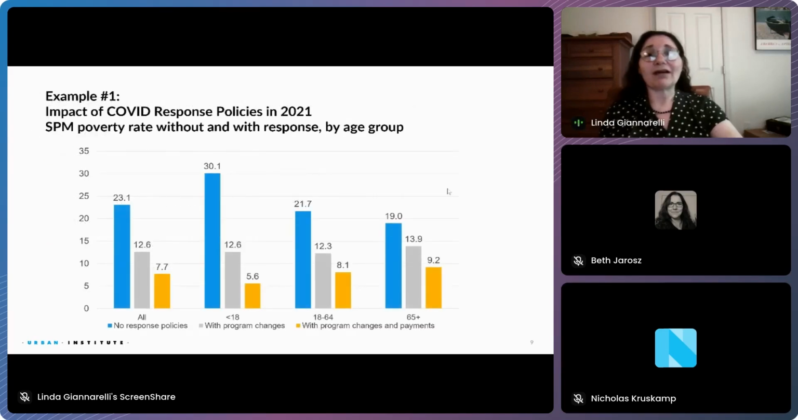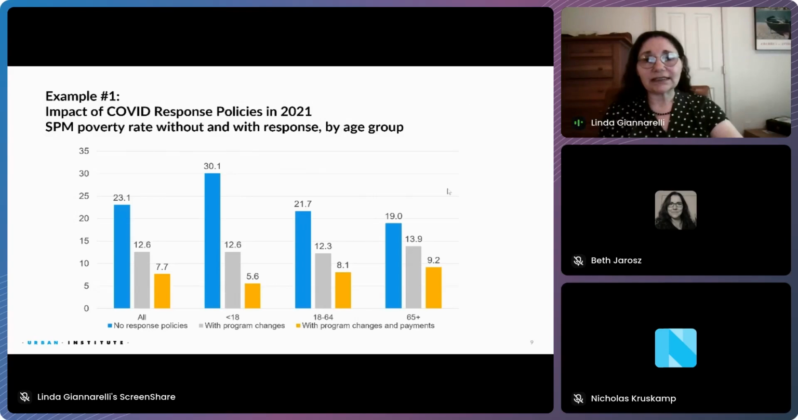So now we get into our examples. Here's an example from a few years ago where we applied ADIS to look at the impact of the COVID response policies in 2021. And we looked at SPM poverty rates with and without the responses by age group. The blue bar is what would SPM poverty have been in 2021 without any response, without any policies? And you could see it would have been very high.